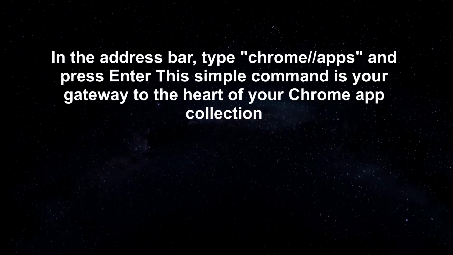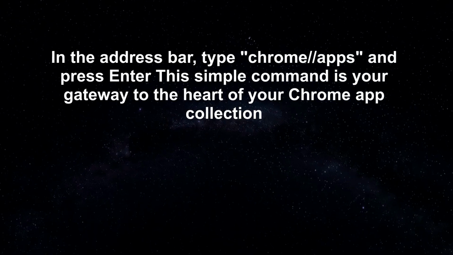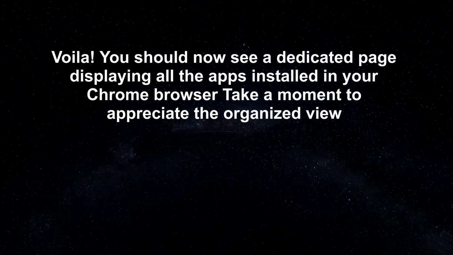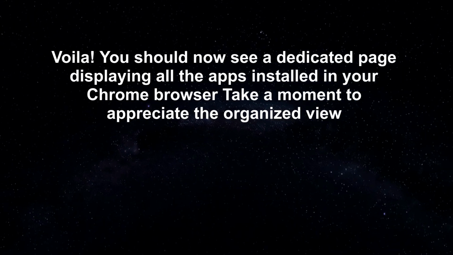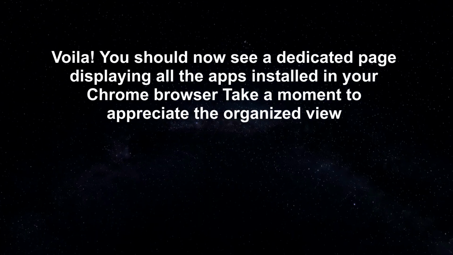In the address bar, type Chrome apps and press enter. This simple command is your gateway to the heart of your Chrome app collection. Voila! You should now see a dedicated page displaying all the apps installed in your Chrome browser. Take a moment to appreciate the organized view.